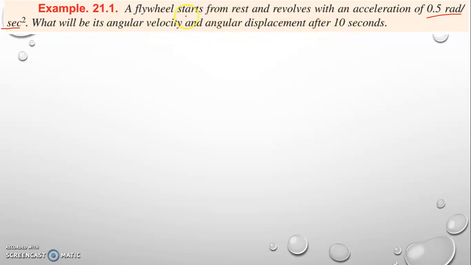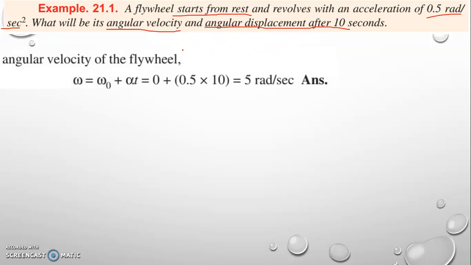So it is starting from rest. That means omega naught, the initial velocity, is 0. They have asked to find the angular velocity and angular displacement. We have to calculate the value of omega and theta. So we will be using the equation v is equal to u plus at, or omega is equal to omega naught plus alpha t. We substitute the value of omega naught as 0, as it starts from rest, alpha is given as 0.5 and time is 10 seconds.